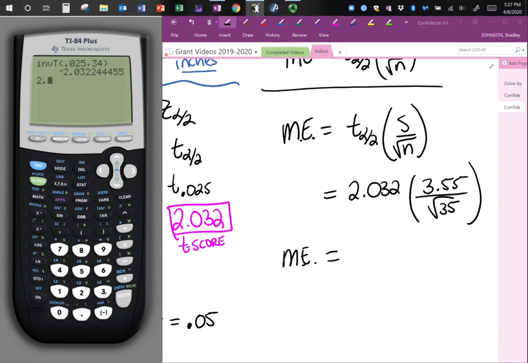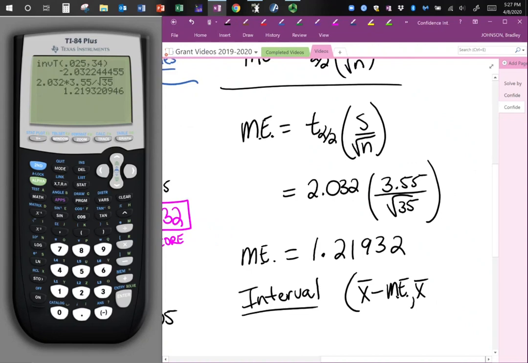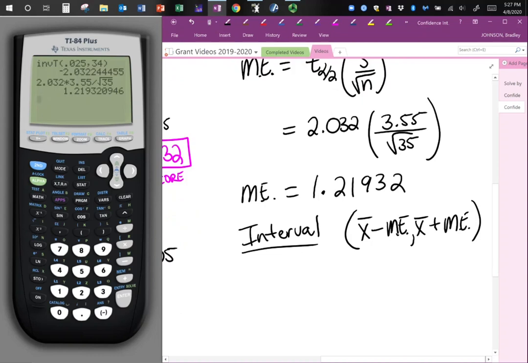So I'll put 2.032 times 3.55 divided by the square root of 35. When I hit enter, I get 1.21932. I'll take that many decimals. That'll guarantee that our rounding will match the technology way. And then once we have our margin of error, we have to create the interval. And the interval comes from, you take your point estimate x bar, subtract the margin of error to get the lower bound, and then you take your point estimate x bar and add the margin of error to get the upper bound. So what we need to do is recall back to x bar.